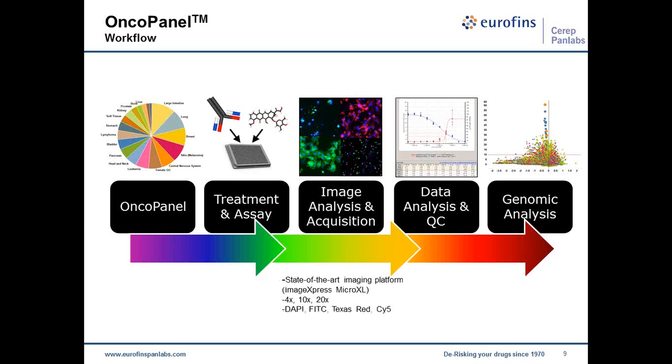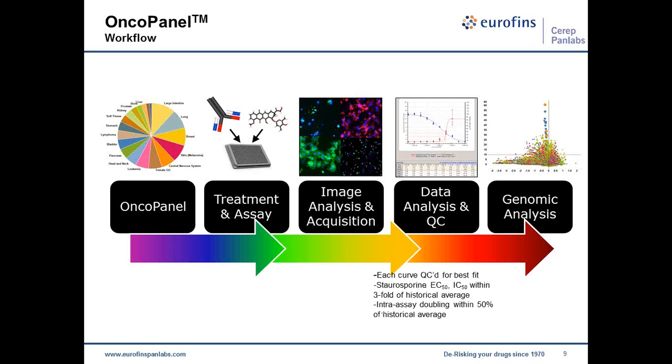We use a state-of-the-art imaging platform. So we have 2 ImageXpress Micro XLs, which are regarded as state-of-the-art. We have the ability to image at 4x, 10x, or 20x magnification, and we can do this in a high throughput fashion. And we can image and quantify signals from 4 channels simultaneously.